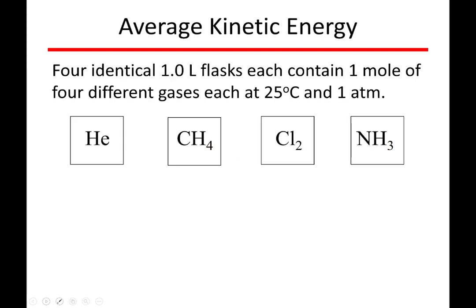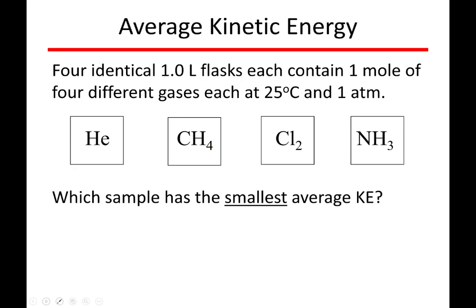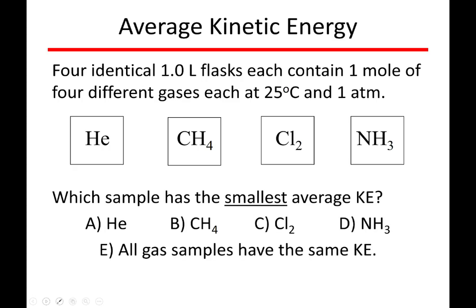We have 4 identical 1-liter flasks, each containing 1 mole of a different gas at 25 degrees Celsius and 1 atmosphere. And I want you to determine in which of these samples the gas will have the smallest average kinetic energy. Would it be in the helium, the methane, the chlorine, or the NH3, or do all the gas samples have the same kinetic energy? Take a moment to think this over, and then we'll go over the answer on the other side of the question.